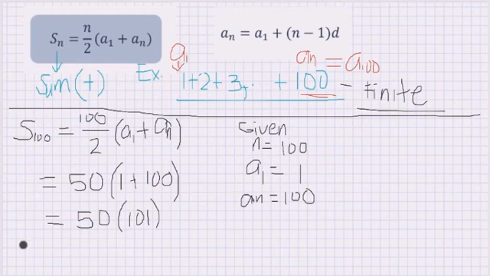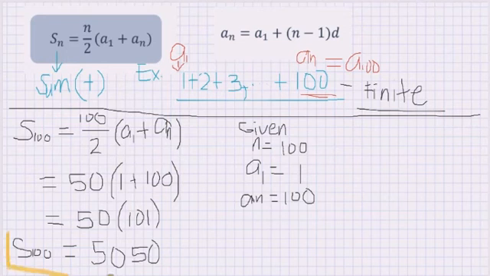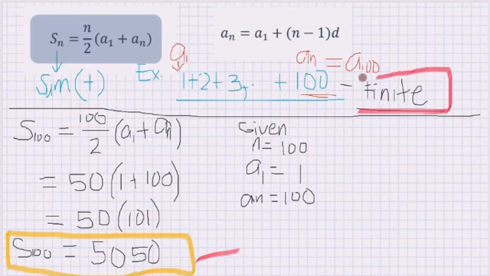To make sure, let's get our digital calculator. Therefore, 5050 is the sum of the numbers 1 up to 100. This is now our answer. Remember, this example is an example of a finite sequence. Now let us proceed to the next example.